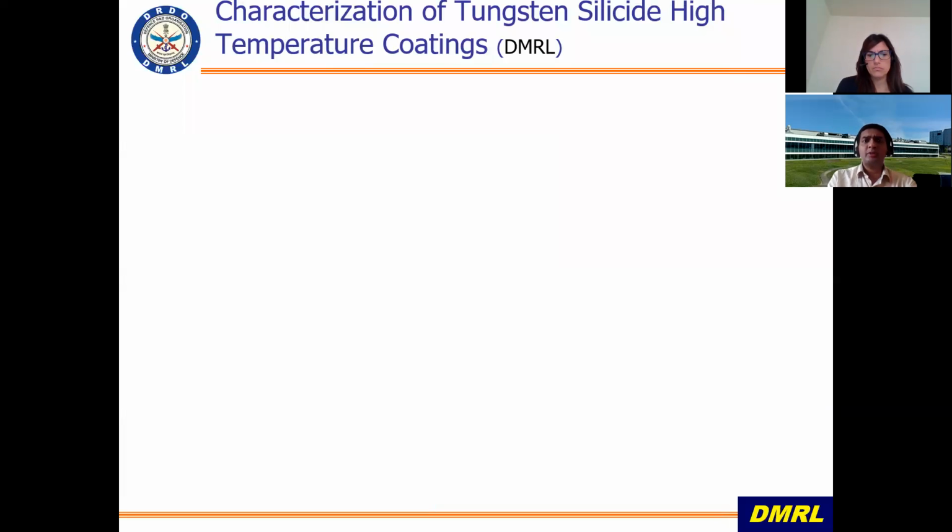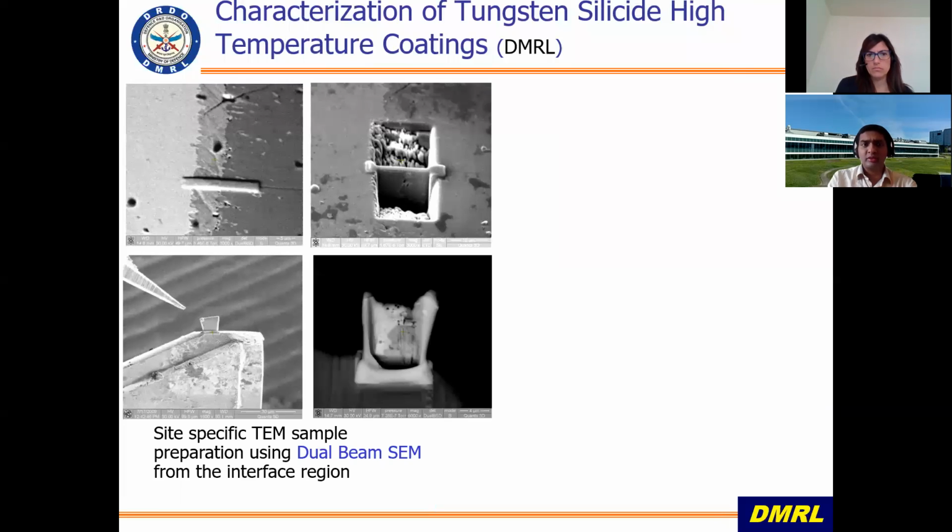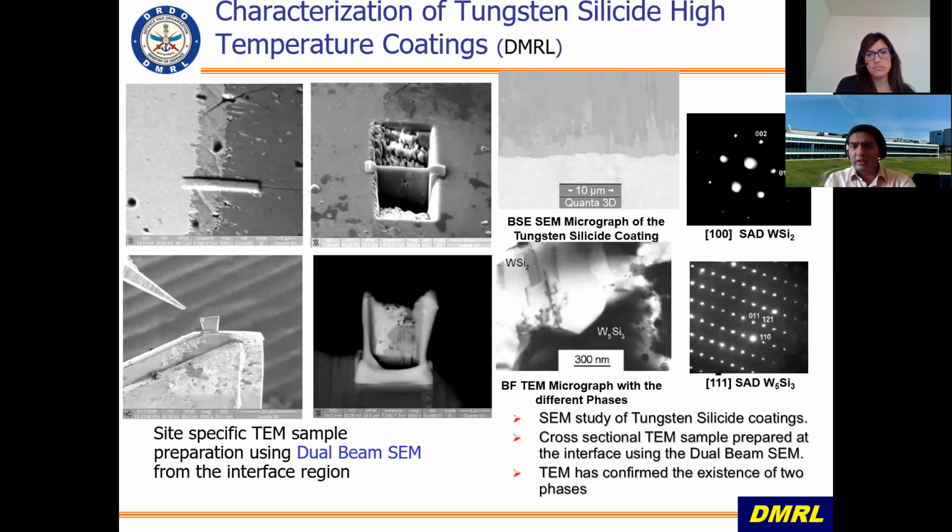This is another example of a high temperature coating characterization. Why I resorted to the dual beam here was because the region of interest, the interdiffusion zone, is lying about 200 to 300 micrometers beneath the surface. So I prepared a sample exclusively from that site-specific region and studied it. And we identified the different phases in the TEM using the diffraction technique.